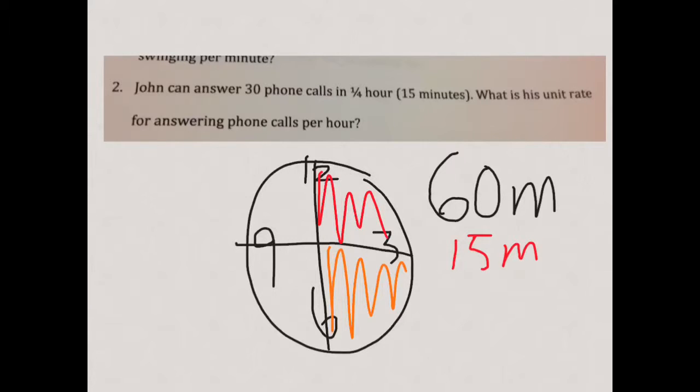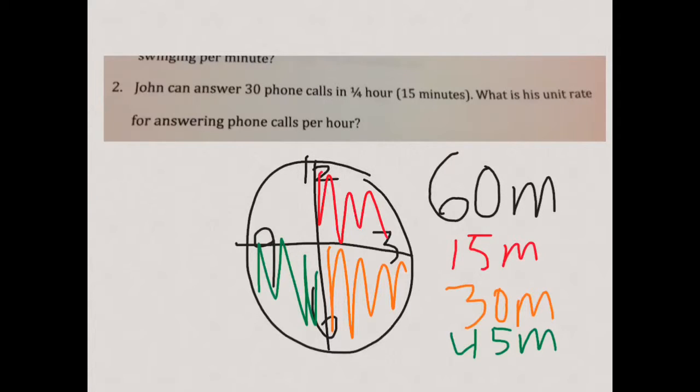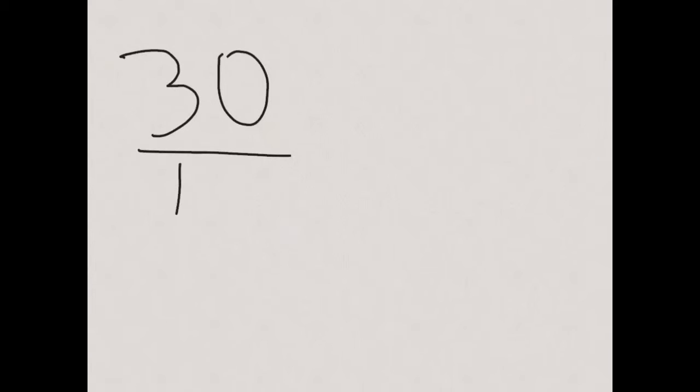Here's a second quarter, now we have 30 minutes. Here's the third quarter, that's 45 minutes. And then finally, we have the last quarter, which would equal 60 minutes. So every quarter is 15 minutes. So what I'm saying right now is that John can answer 30 calls in 15 minutes.